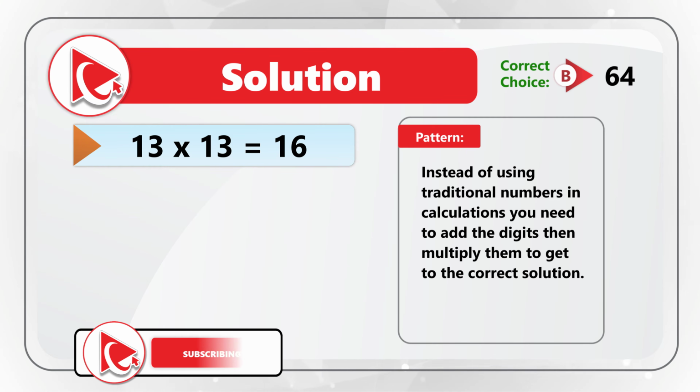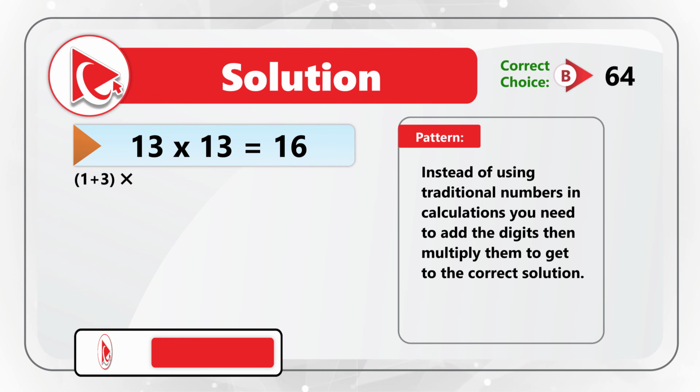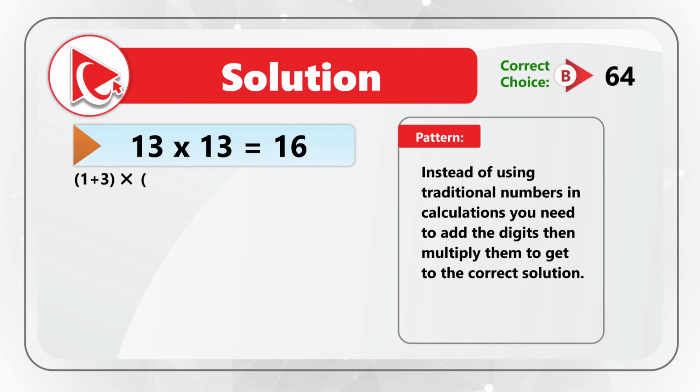13 multiplied by 13 equals 16? In reality, you need to sum up 1 plus 3, then multiply by another expression 1 plus 3, which would be 4 multiplied by 4, which would be equal to 16.